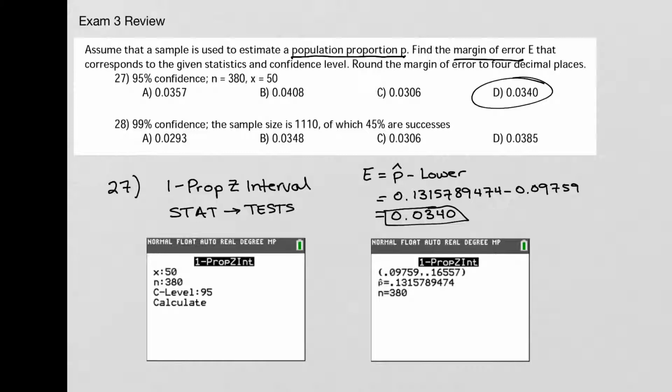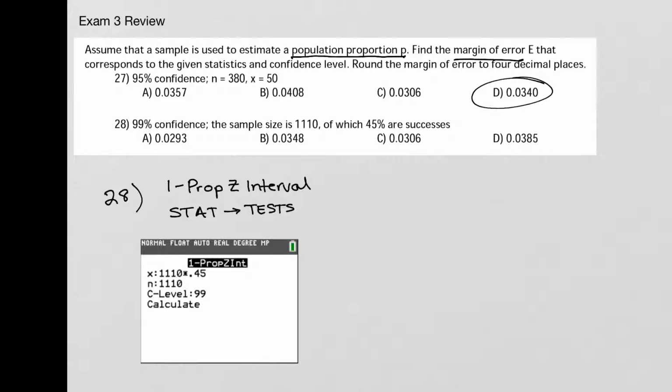Now question 28 is a little bit more complicated. Here we have 99% confidence, so that's just a change in the confidence level. That's no big deal. But we're told that the sample size is 1,110, of which 45% are successes. So how we're going to go about doing this is, again, we're going to use 1 prop Z interval, and we're going to get there the same way by pressing Stat and Tests.